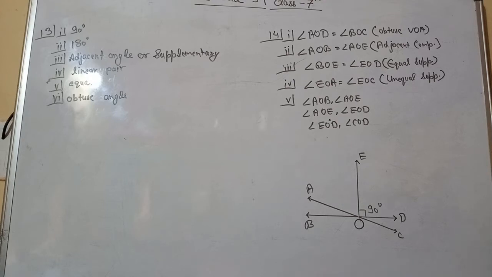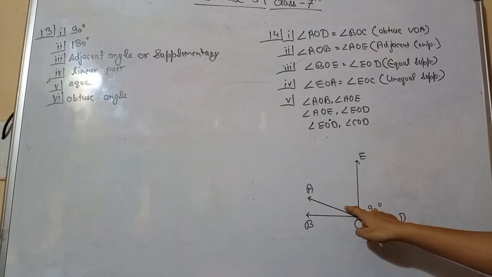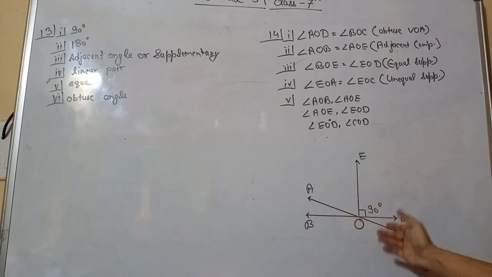Okay. So first is an obtuse vertically opposite angle. See, obtuse vertically opposite angles. Obtuse means more than 90 degrees, and they are vertically opposite also. So here you can see AOD. See here, angle AOD is more than 90 degrees, and BOC is also more than 90 degrees. So these two, first pair and second pair, are vertically opposite to each other and obtuse also.